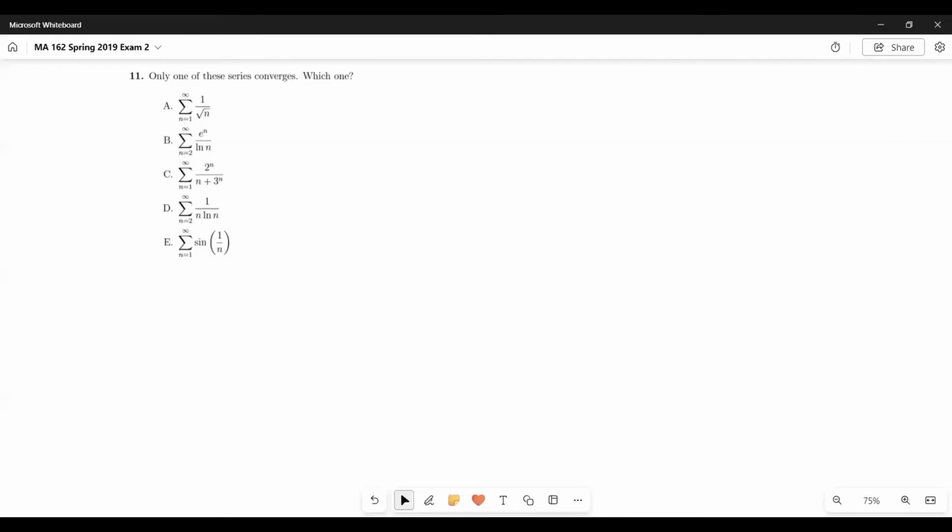There we go. Okay, so this question asks which one of the series converges, given that only one does. So let's look at it. Option A is the sum from n equals 1 to infinity of 1 over square root of n. This is the same as n to the negative 1 half. So in this case, you can use the p-series test. Since p, which is 1 half, is less than or equal to 1, this is divergent. This is the p-series test.